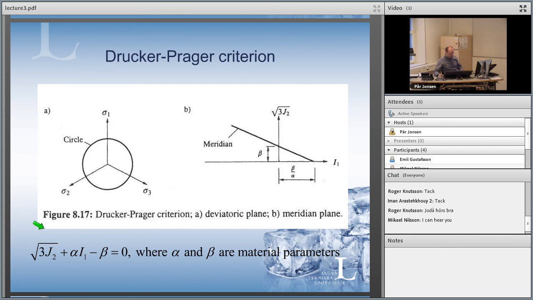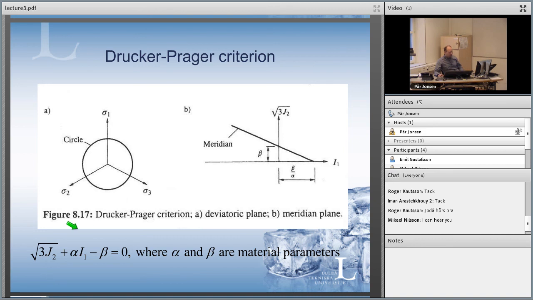You write it like this. You have the square root of 3 times J2, and you have alpha times I1, and minus beta. And beta was the cohesion, so that one you can take directly from the test. And alpha will give you the angle, how it's dependent on the pressure, because it's a straight line. So you can put this line from tests, or if you have done something else to find it. But you need this alpha and beta to calibrate the model correctly.